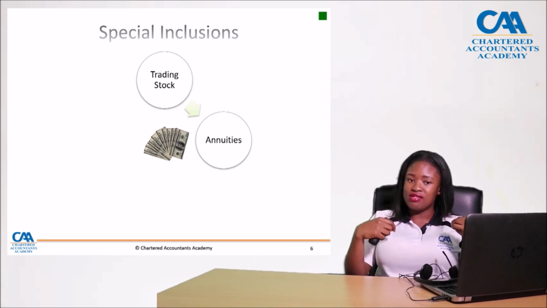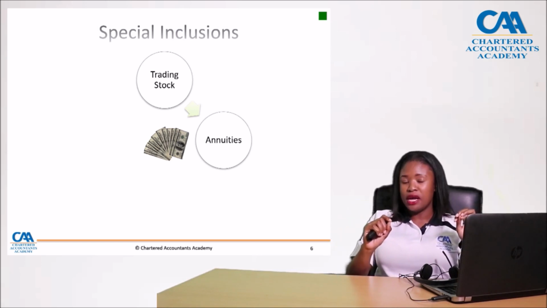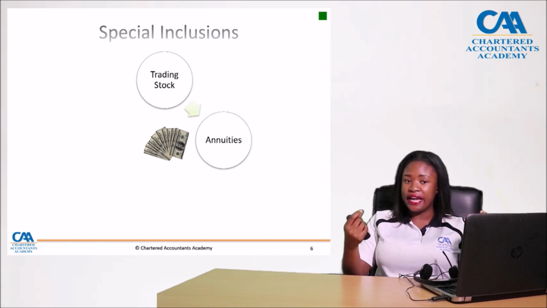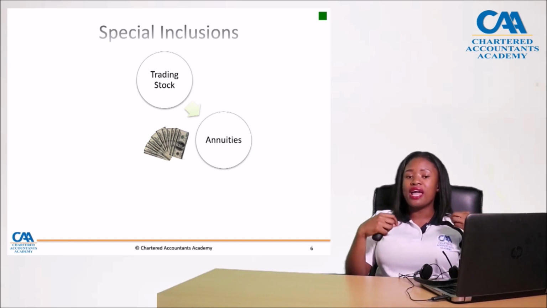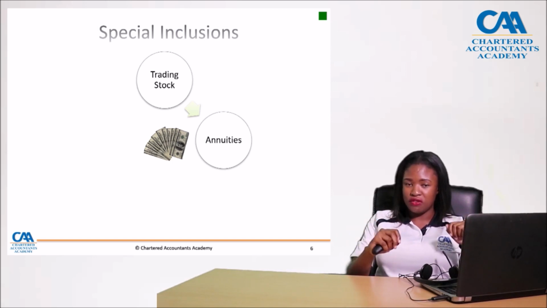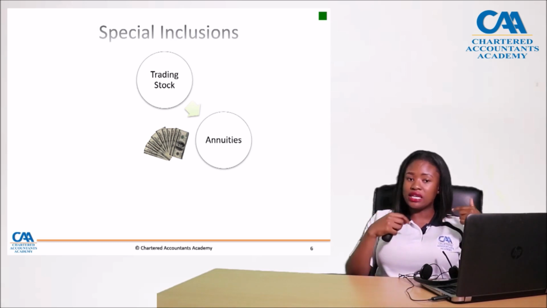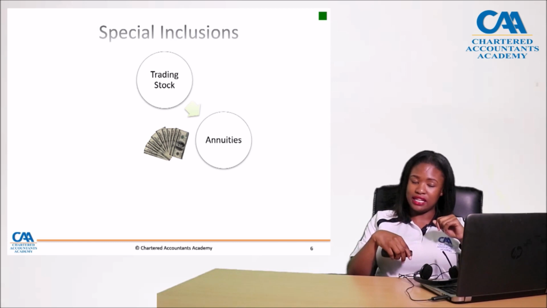So when you get paid this amount, especially with purchased annuities, I'm sure you can agree with me that there is a capital portion and a profit portion to it, because remember, you actually paid for this annuity. So at the end of the day, when you are now including gross income, you have to only include the profit element of it and exclude the capital, because remember, from our general gross income definition, we should not include amounts which are of a capital nature.